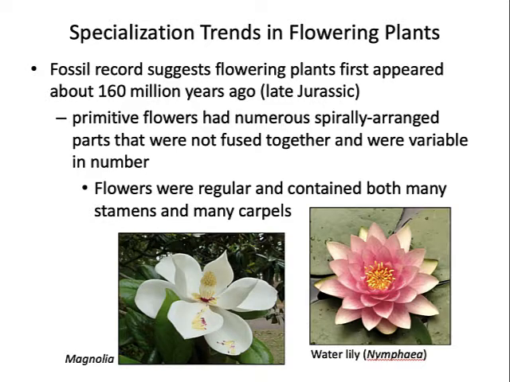So while we learn these rules of monocots are in parts of 3 and dicots have parts in 4 or 5, these primitive flowers have lots of different parts. The flowers were regular in shape and contained many stamens and many carpels. Examples of primitive groups of flowers include the magnolia and the water lily, which is in the genus Nymphaea.